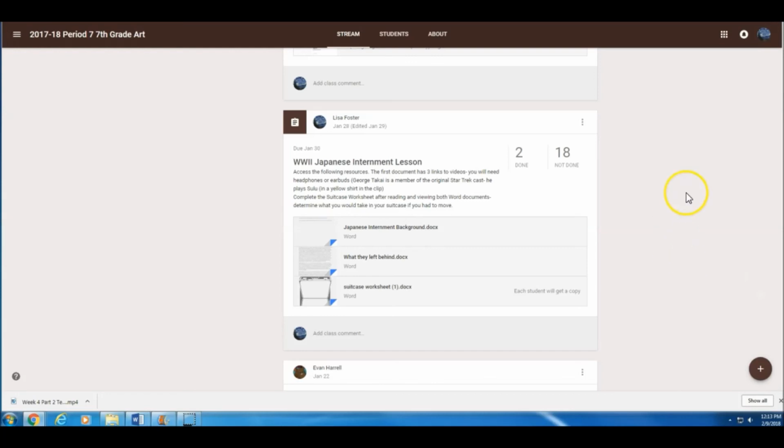But in the meantime, using Google Classroom, Ms. Foster and I were able to load things. One day they worked on a Japanese internment lesson, so they had different resources to access, and their final product was to turn in this suitcase worksheet. No, only two said that they had done it. We realized the suitcase sheet was a Word document, but it didn't allow students to enter in. It was just this big blank worksheet.